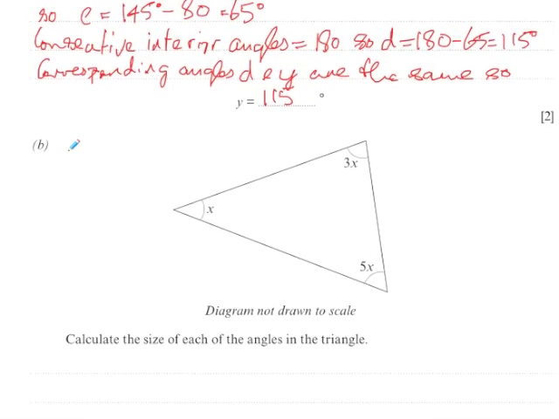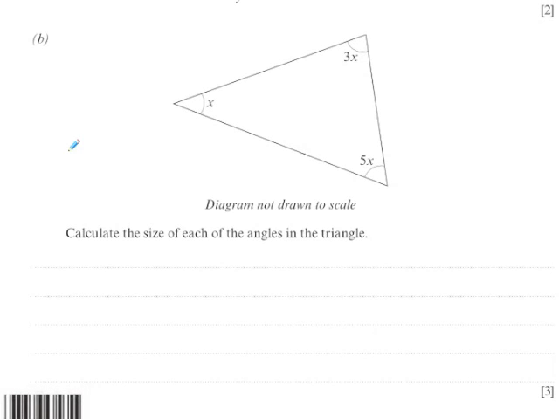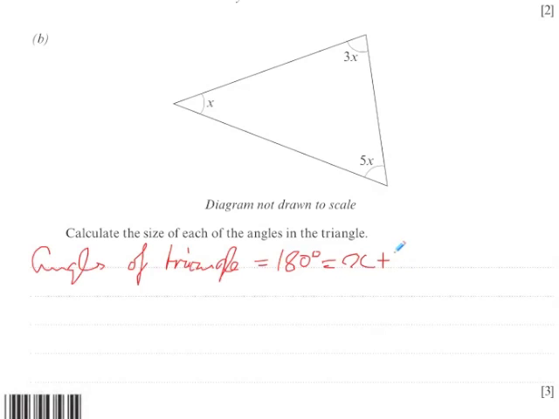Now there are 2 parts to this question. This is more of an algebra question really. All you need to know in terms of trigonometry is that the interior angles of a triangle add up to 180 degrees. So angles of a triangle equal 180 degrees, which is equal to x plus 3x plus 5x.